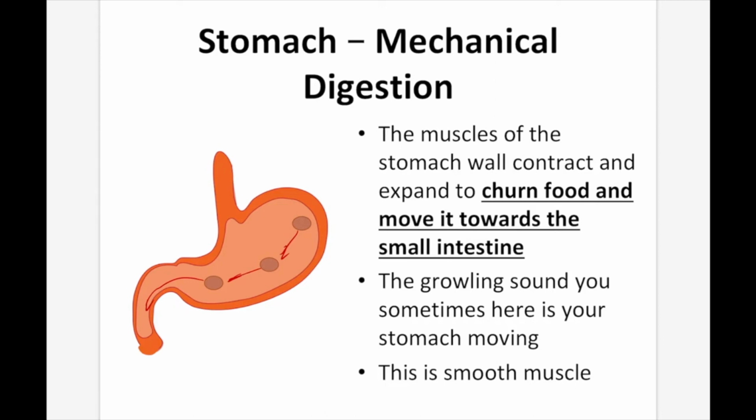And the growling sound you sometimes hear is your stomach moving. And this is, again, smooth muscle. So just like in your esophagus, the stomach has smooth muscle, which you cannot control.